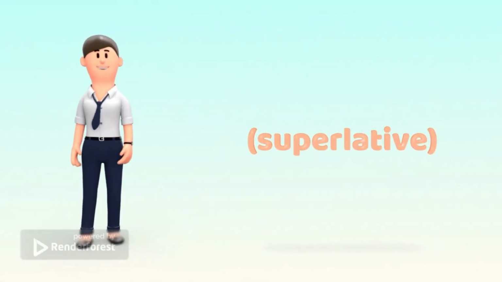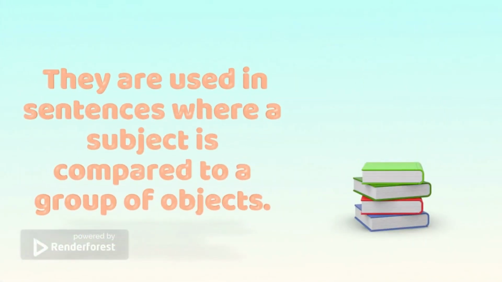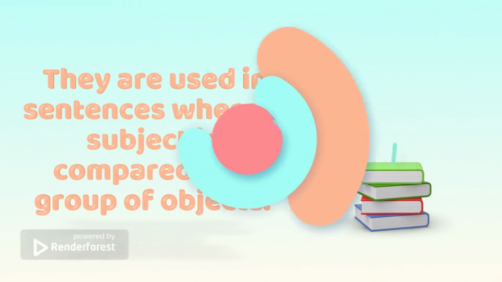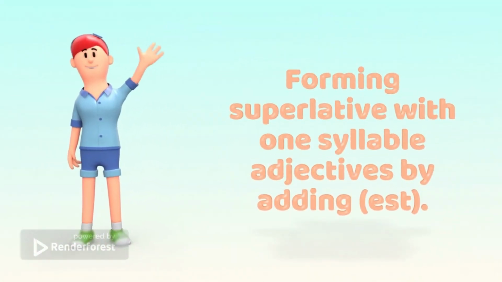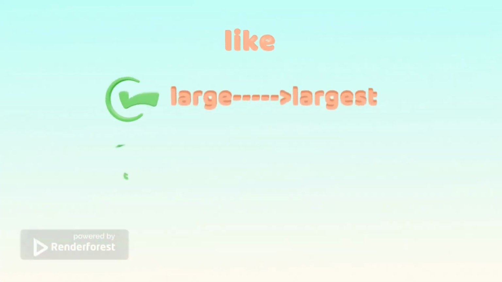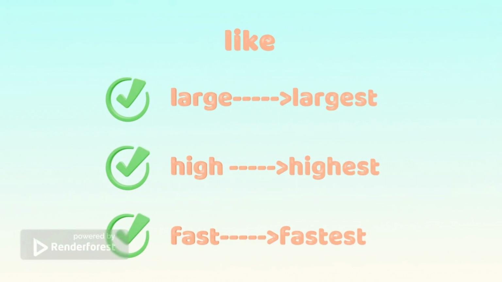Superlative. They are used in sentences where a subject is compared to a group of objects. Forming superlatives with one-syllable adjectives by adding est, like large, largest, high, highest, fast, fastest.